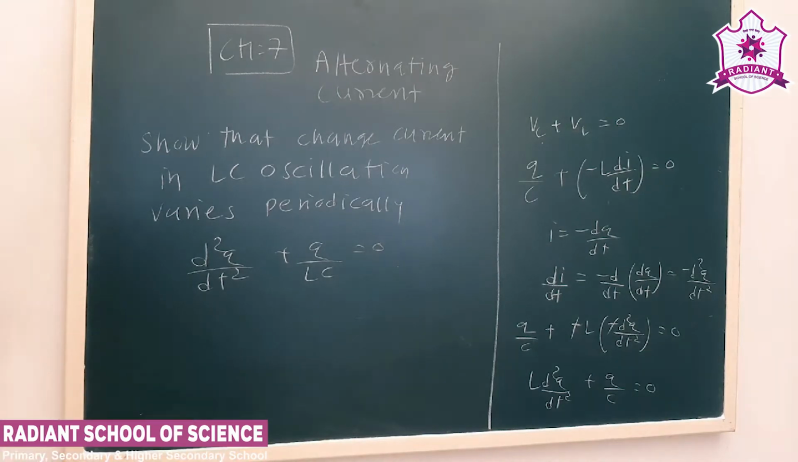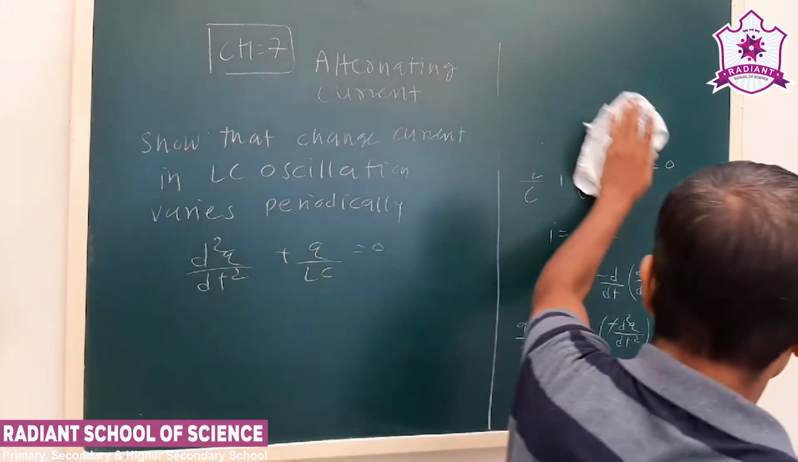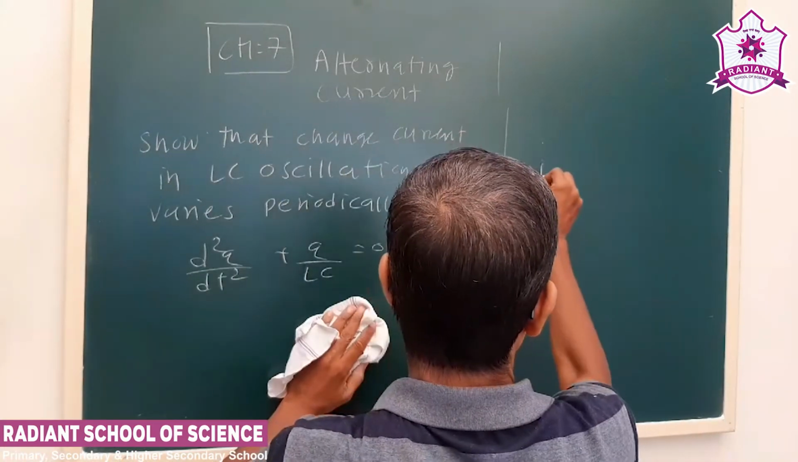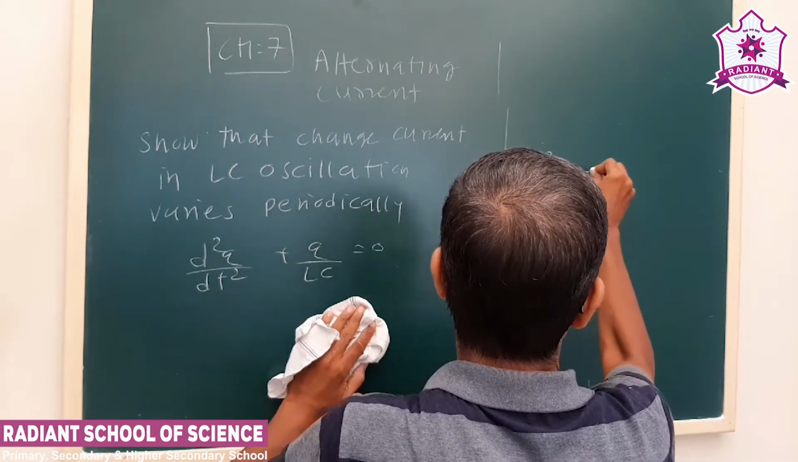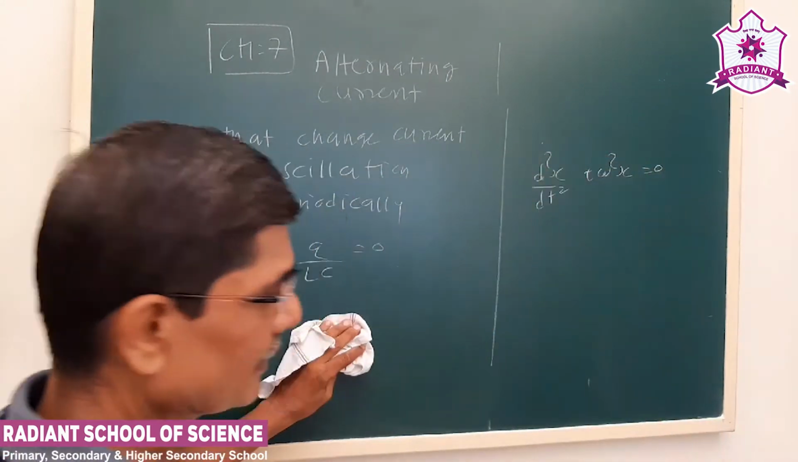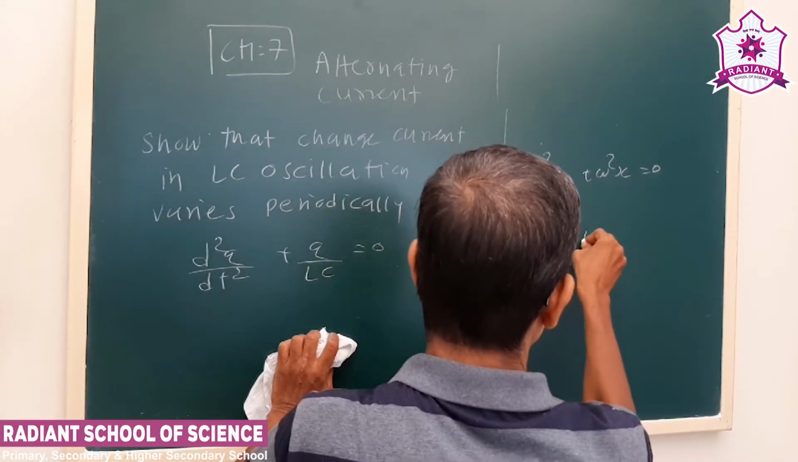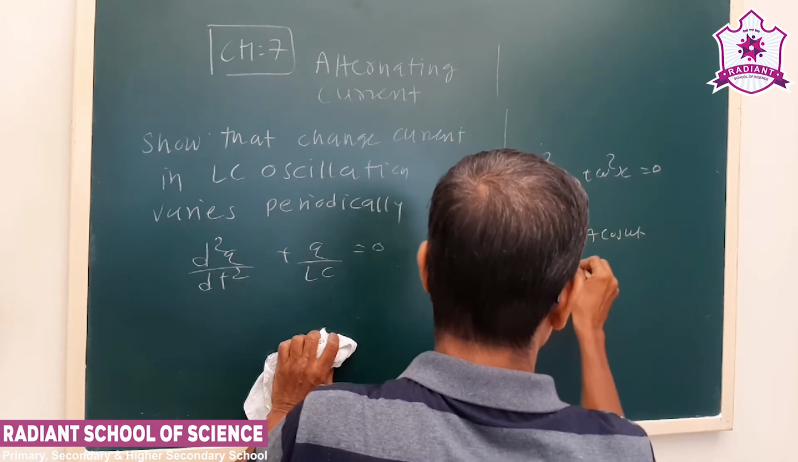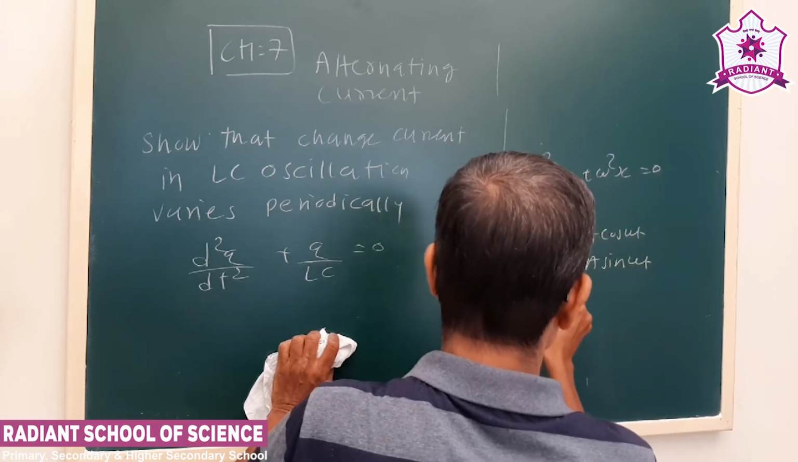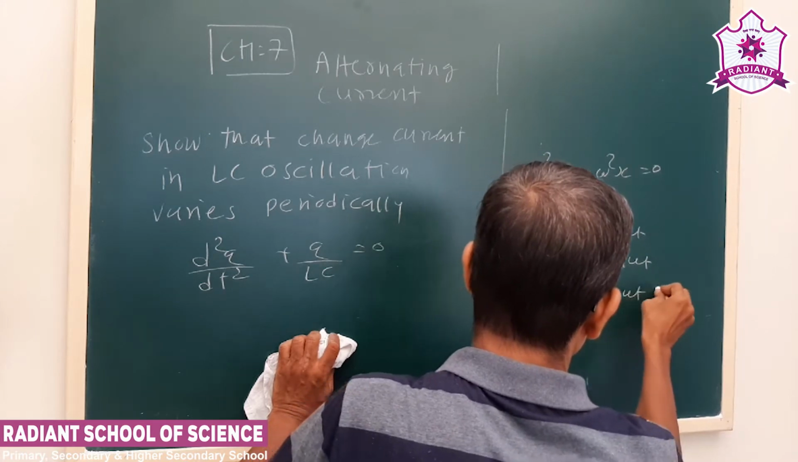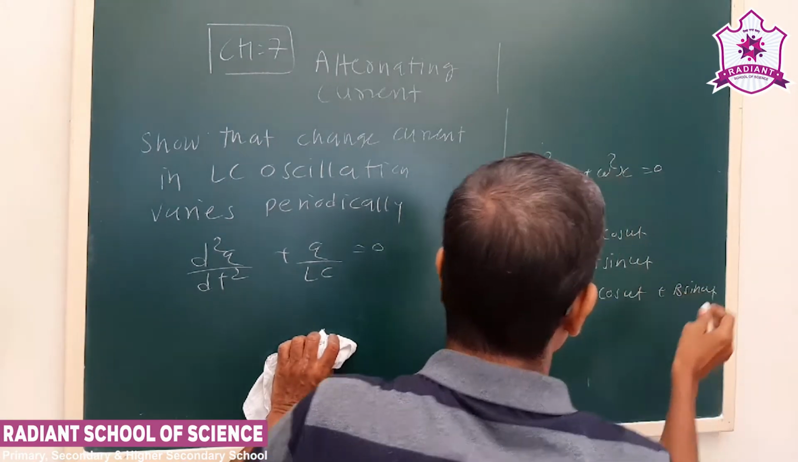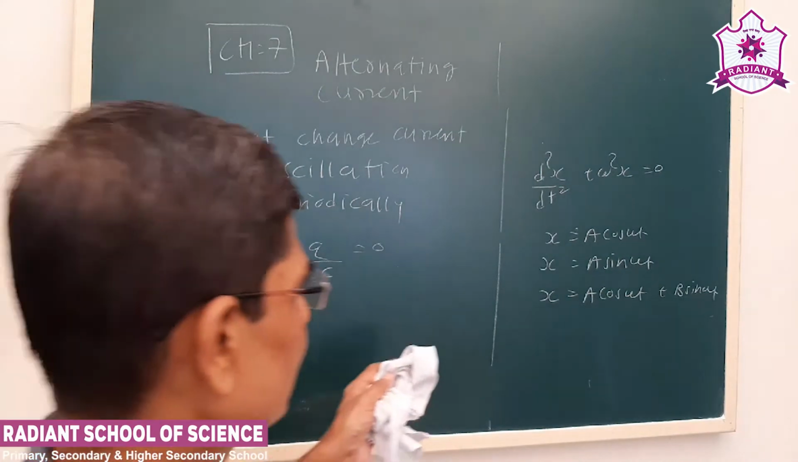Now see, the solution is of a second order differential equation. We have studied oscillations earlier in the 11th standard, that if the differential equation is like this, d square x by dt square equals minus k x, then its probable solution can be x is equal to a cos omega t, x is equal to a sin omega t, or x is equal to a cos omega t plus b sin omega t. These are the possible solutions of such a differential equation.